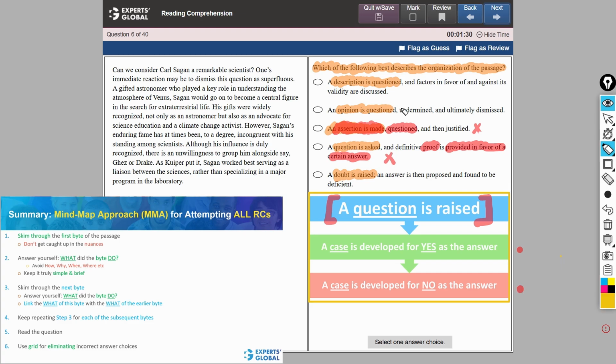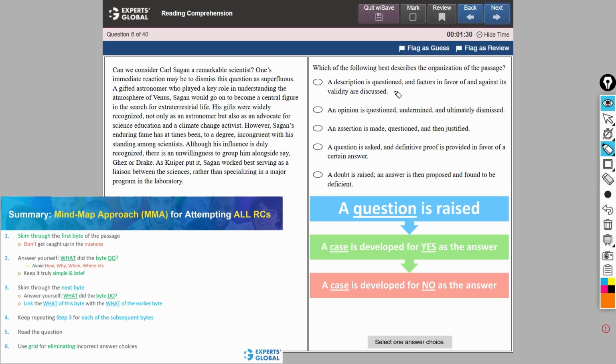Answer choice B is on the other extreme. It only talks about the description being undermined and dismissed. So answer choice B should also be eliminated. A and E are 2 competitive answer choices, but then choice E talks about an answer being proposed and found to be deficient. It's not that the answer found in this part of the passage has been found deficient in the later part of the passage.